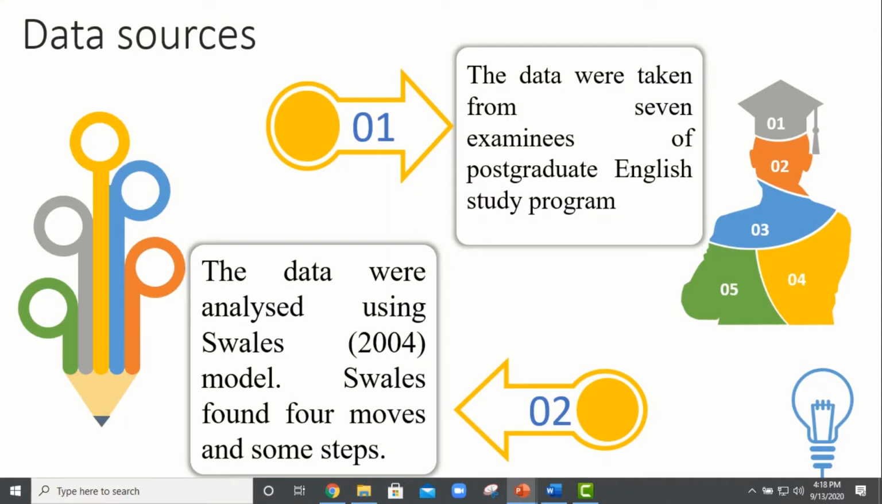The generic structure that I would like to display to you today is taken from the data that I took from observation of 7 examinees of the Postgraduate English Study Program. Then the data were analyzed using Swales' model, who found 4 moves and some steps. Swales uses the term move and I use the term segments in this presentation. These two terms are in equal position.